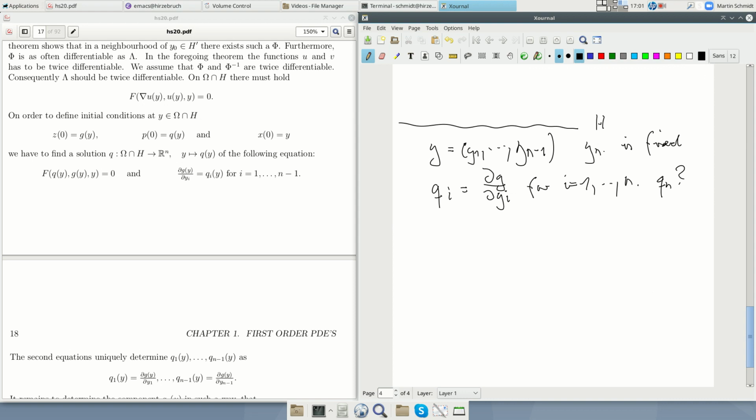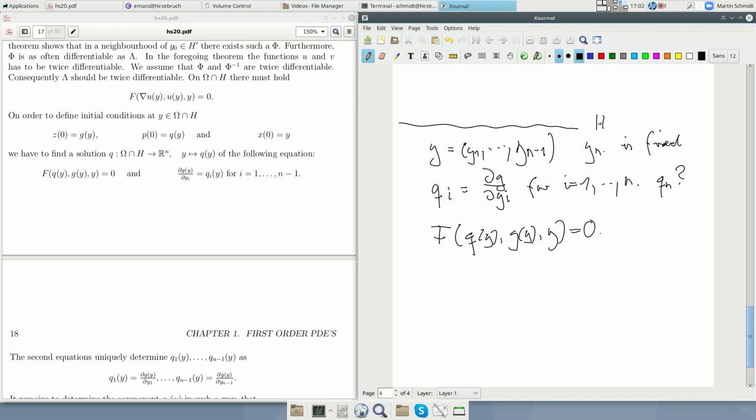But of course we want to fulfill the differential equation. So we need to obey F(q, g, y) equals 0. Yeah, this has to be 0. So this is an extra condition, one extra condition for one real function.